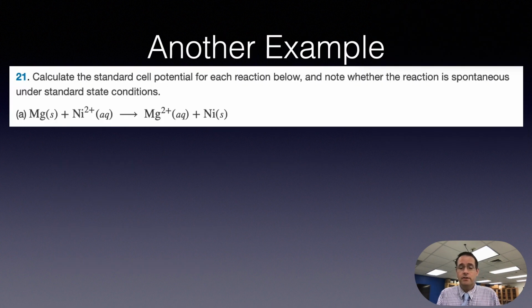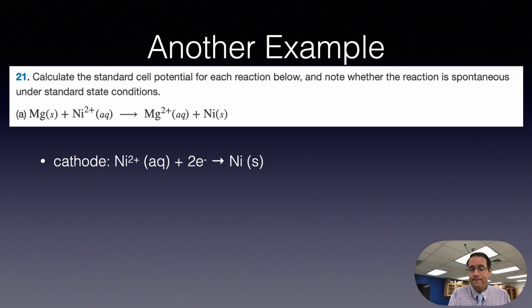Another example, here is number 21 from the OpenStax Chemistry 2nd edition textbook. Calculate the standard cell potential for this reaction, and we have a balanced chemical reaction, and we want to say whether the reaction is spontaneous under standard state conditions. So first, you want to figure out what is being reduced, okay? Reduction is gain of electrons. What is gaining electrons? Magnesium going to magnesium ion is losing electrons. So we have nickel 2 ion going to nickel. That's gaining 2 electrons. So you kind of have to figure it out here.